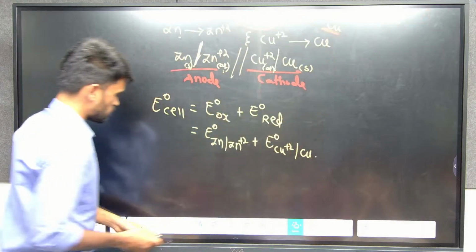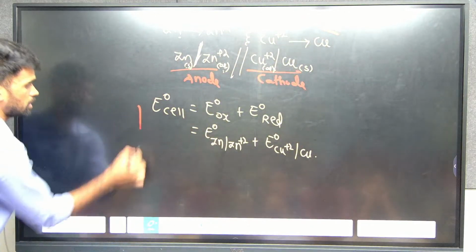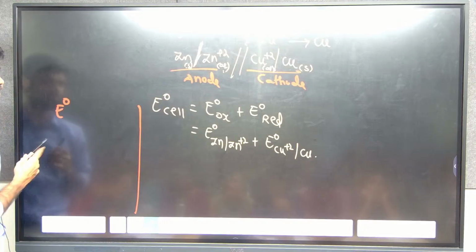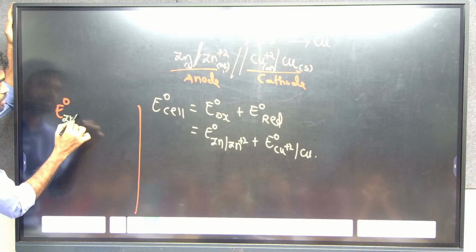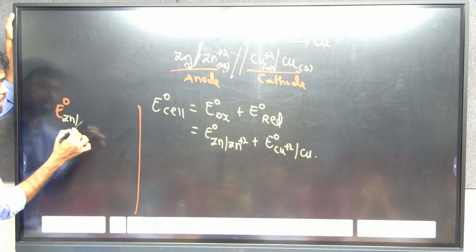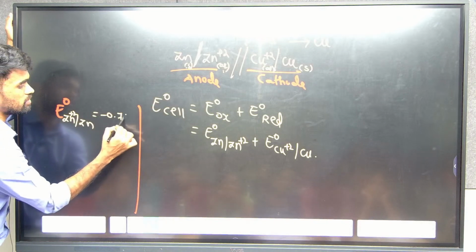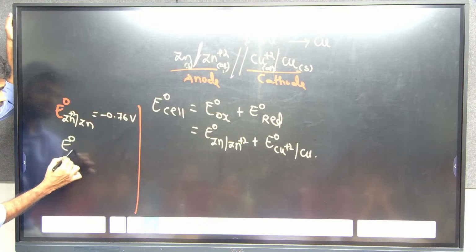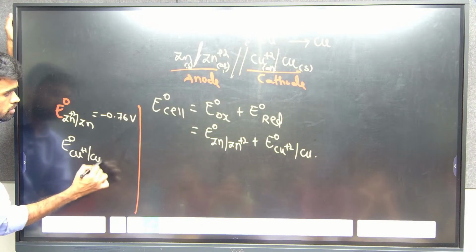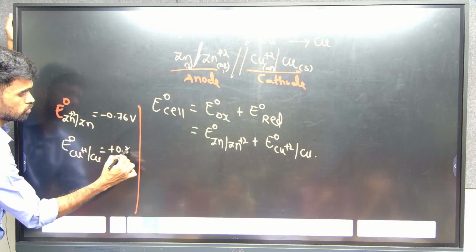Now these values they will give you in the exam, or you should remember them for some elements. There is a big table. From the table I am writing: Zn2+ converting into Zn is minus 0.76 volt, and Cu2+ converting into copper is plus 0.34 volt.